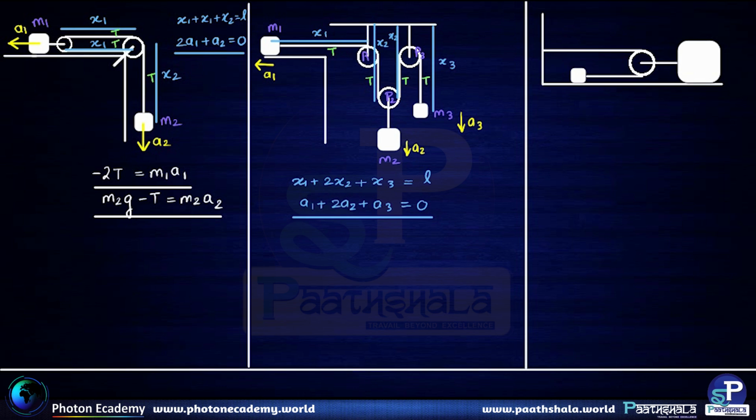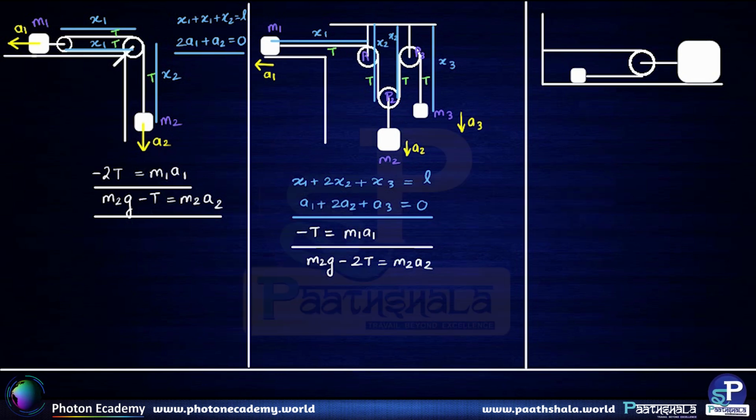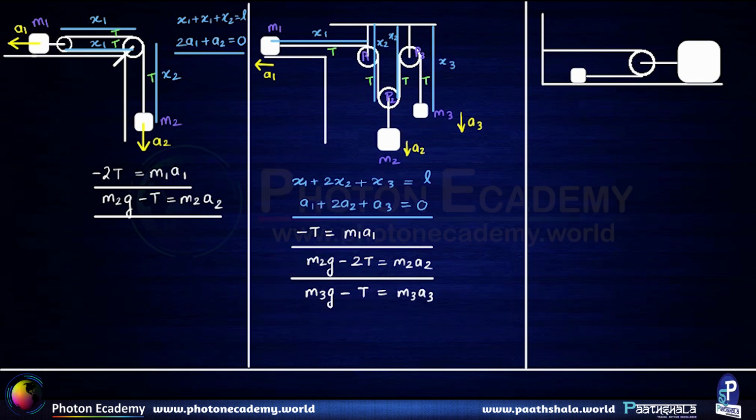So for the mass m1, we may write down the equation minus T is equal to m1 a1. For m2, we can write down the equation m2g minus 2T is equal to m2 a2. For m3, we can write down m3g minus T is equal to m3 a3.